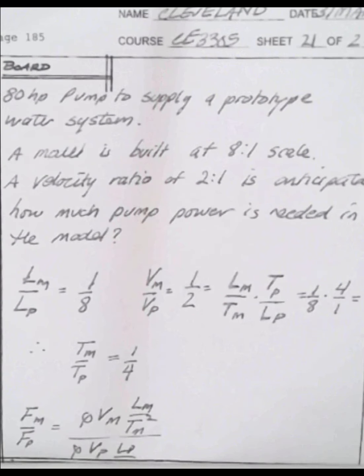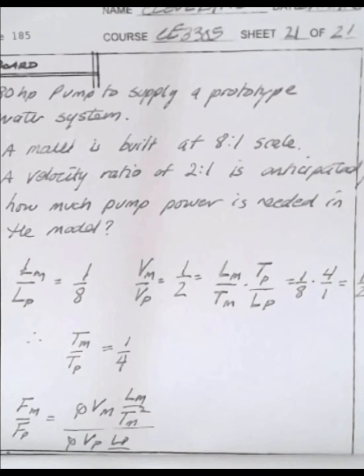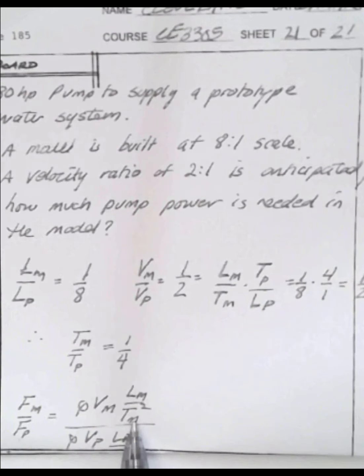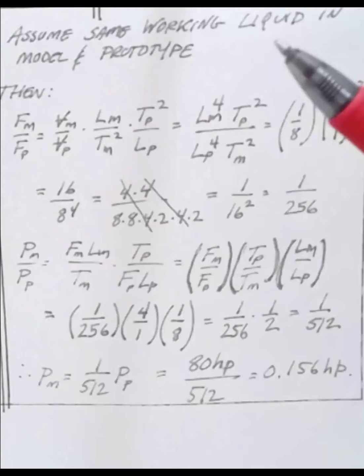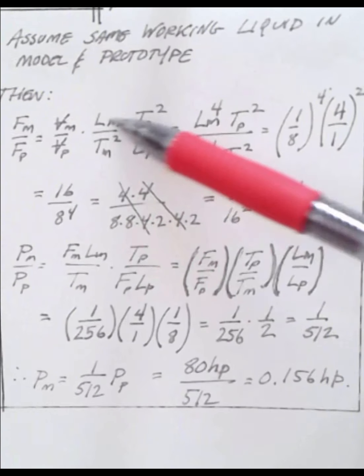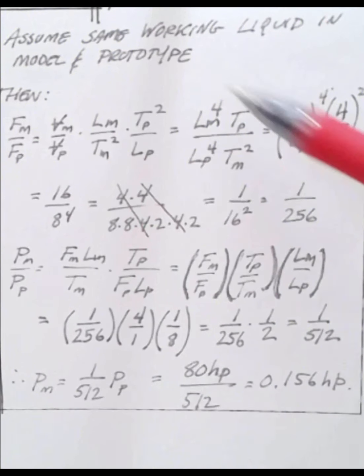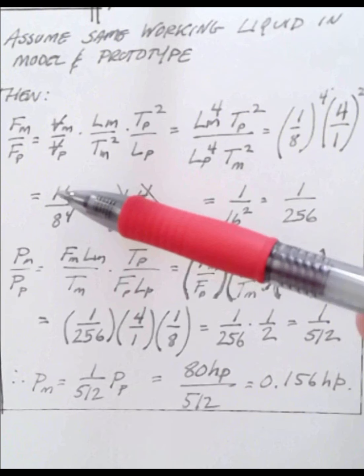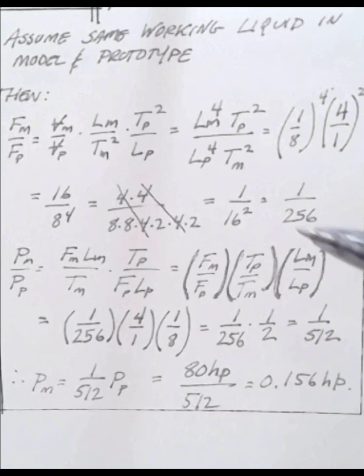Okay, once we have that ratio established, we can examine the force ratio. Forces in the model over the forces in the prototype is rho, velocity model, length model over time model squared. Same thing for the prototype. And if we assume that we're using the same working liquid, then from the force ratio, we have velocity ratio, length ratio, time ratio squared. We assemble all that and perform the indicated arithmetic. So that's 1 over 8 to the 4th power, 4 over 1 to the 2nd power is 16 over 8 to the 4th. Factor out the common terms, and we come up with a force ratio of 1 to 256.